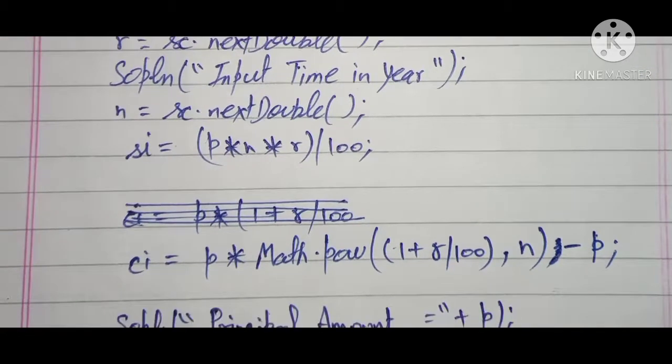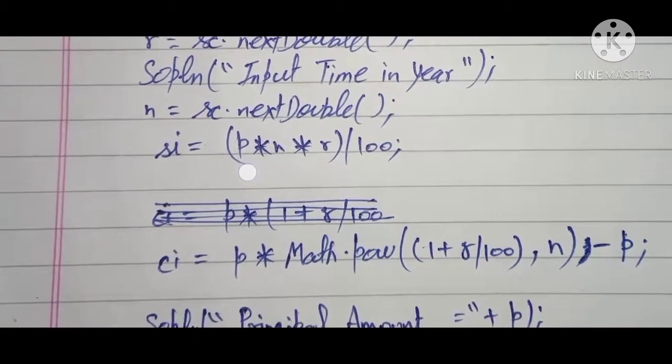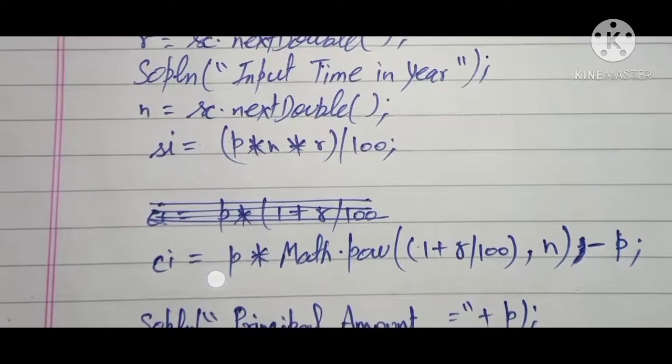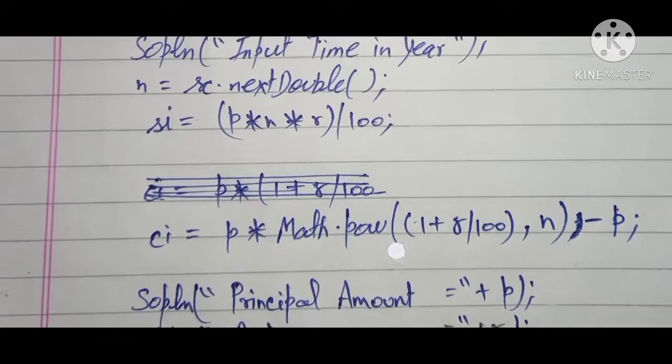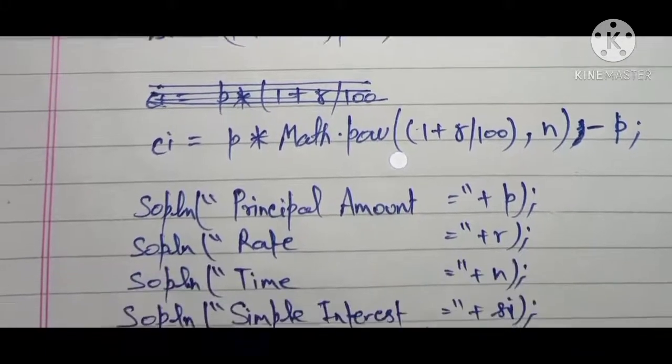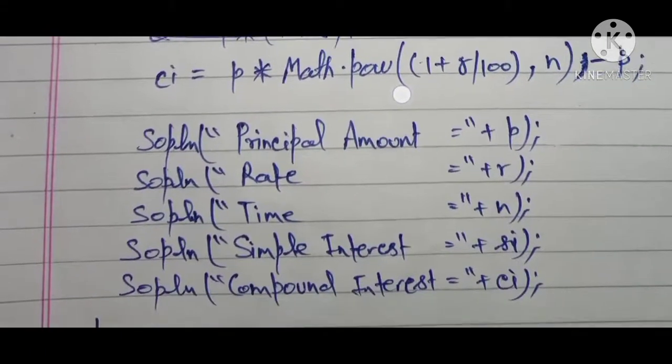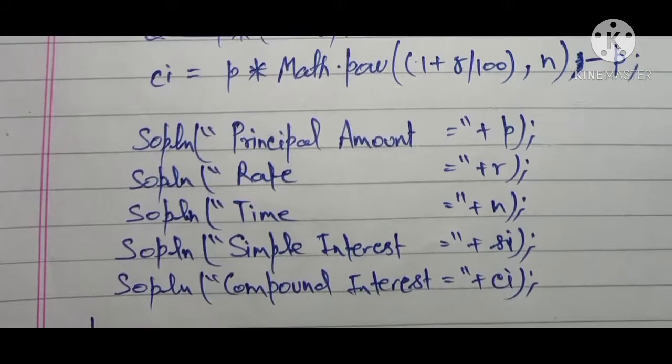Here you can see the first formula is for SI and the second is for CI. After that, just print all the values. Here I have printed all the values. SOPLN print principal amount is equal to plus P, SOPLN rate is equal to plus R, time is equal to plus N, and simple interest is equal to plus SI, compound interest is equal to plus CI.